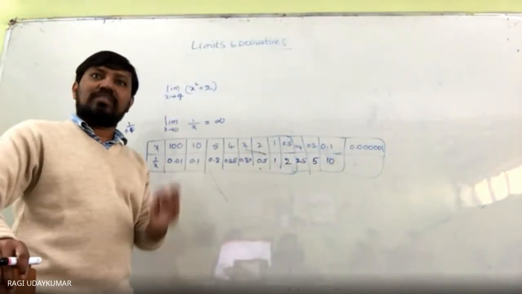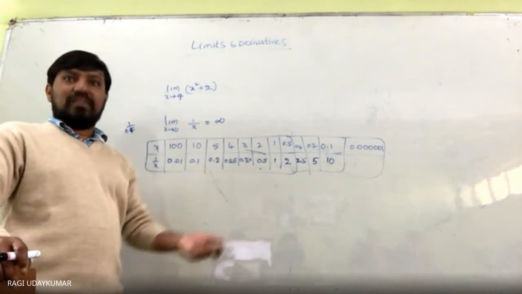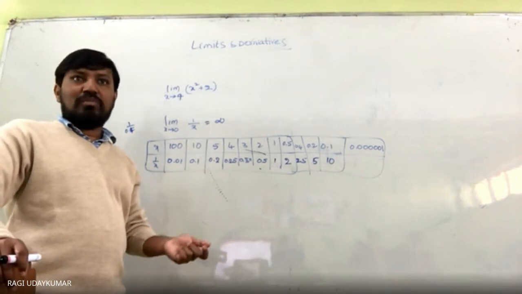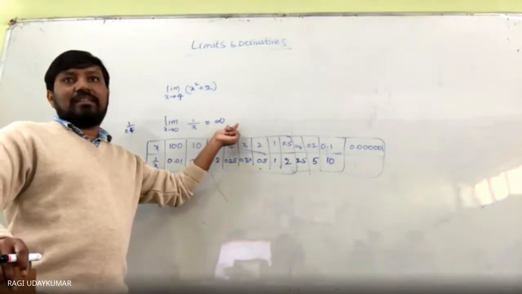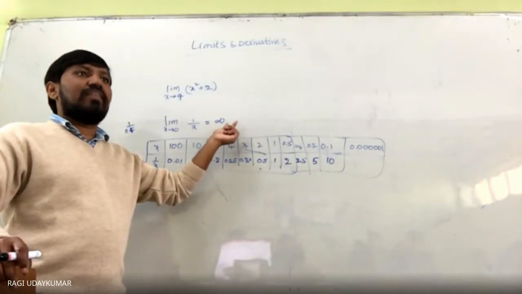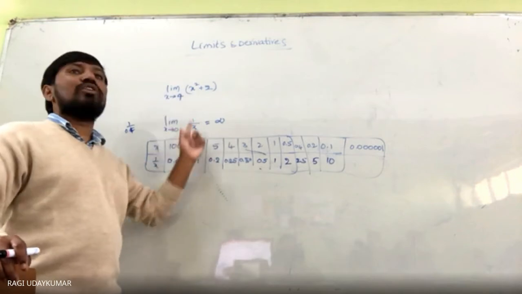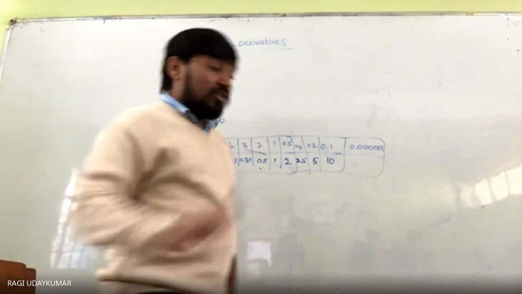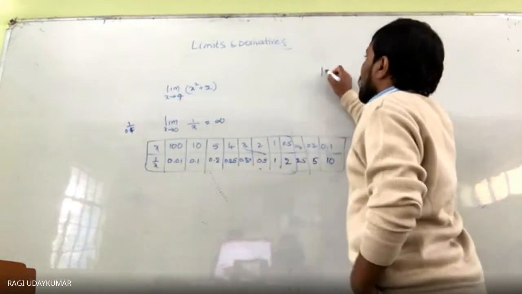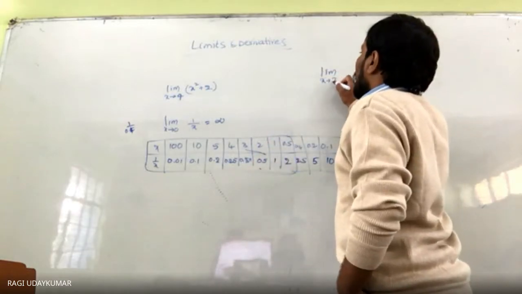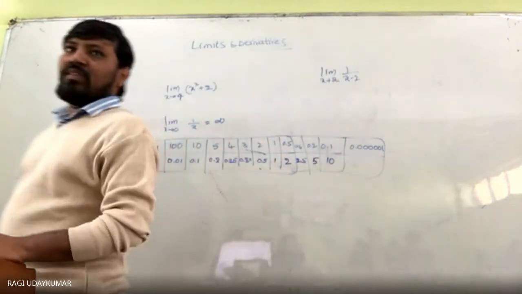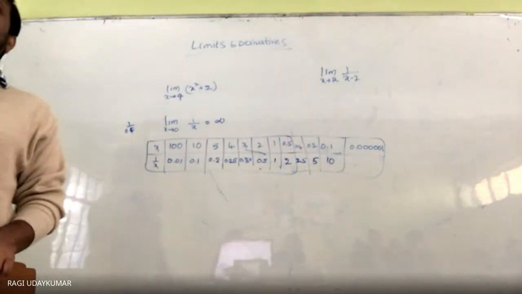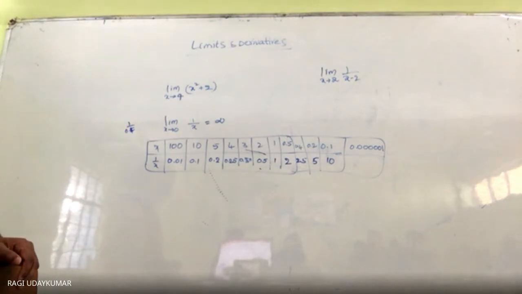But in mathematics, to represent that very big number, it cannot be said normally. So that is represented by infinity. A symbol is used for infinity. So limit x tends to 0, 1 by x is infinity. Now coming to the next point, if limit x tends to 2, 1 by x minus 2, it is also infinity you are going to get.